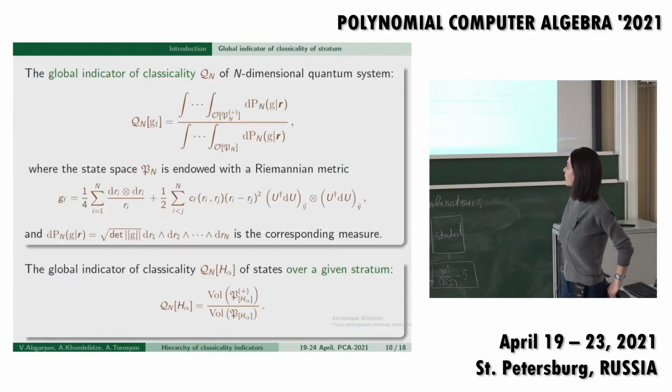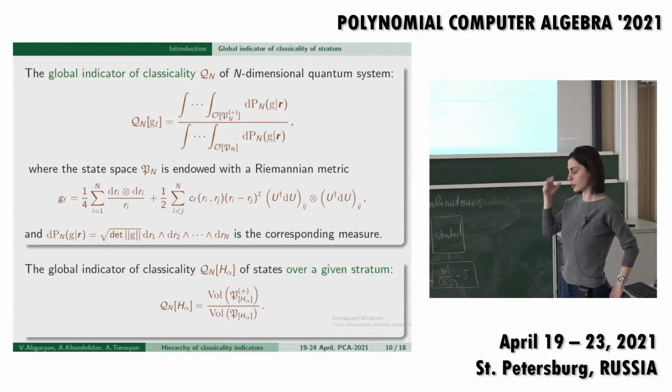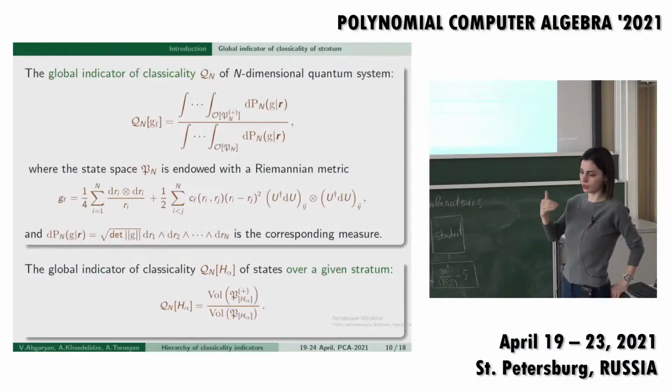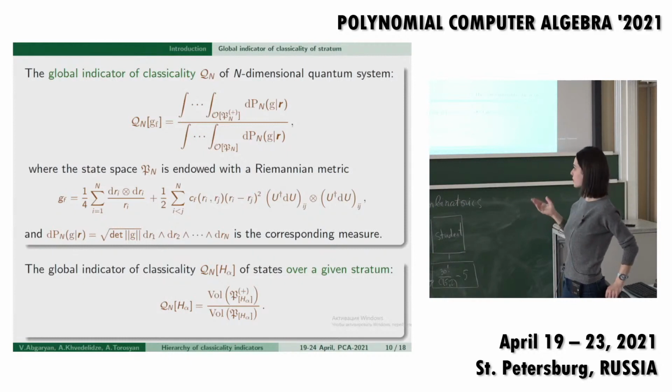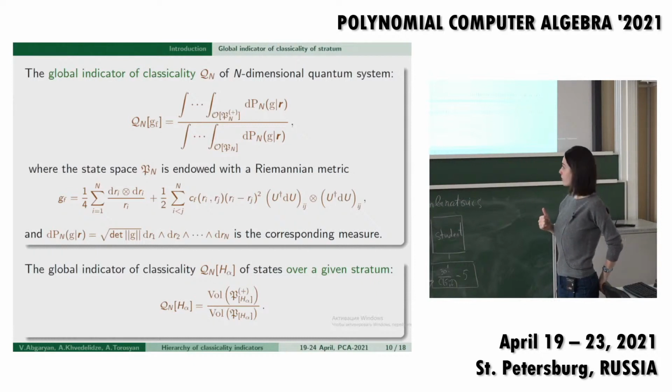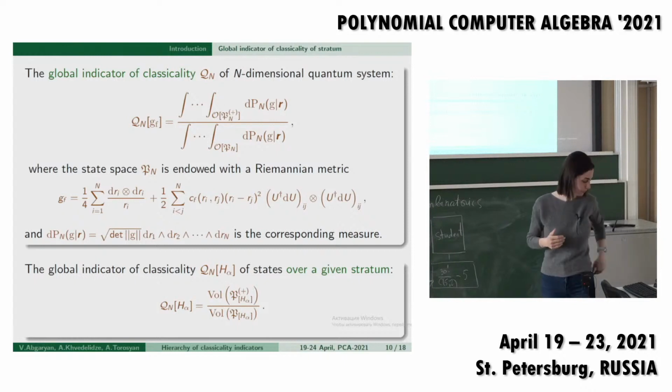So here are the expressions for the global indicator of classicality for a general case, and also for a degenerate case, where we should calculate the global indicator on every orbit. The state space is endowed with some Riemannian metric, g_F, and dp is the corresponding measure. I will consider three of them: the Hilbert-Schmidt measure, and also two monotone metrics, Bures and Bogolyubov-Kubo-Mori.